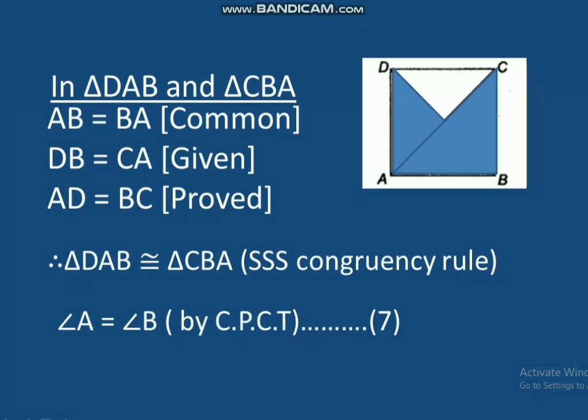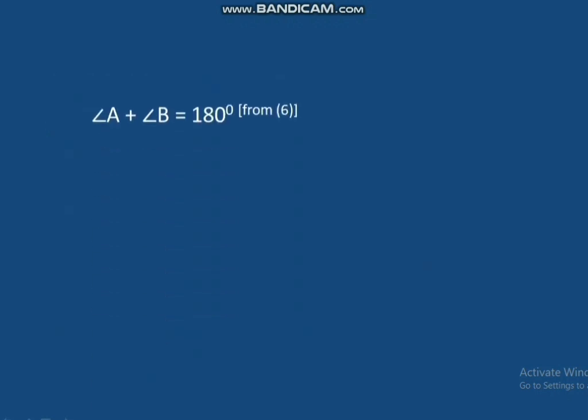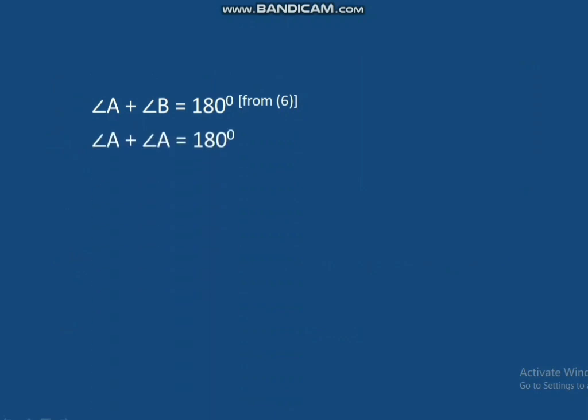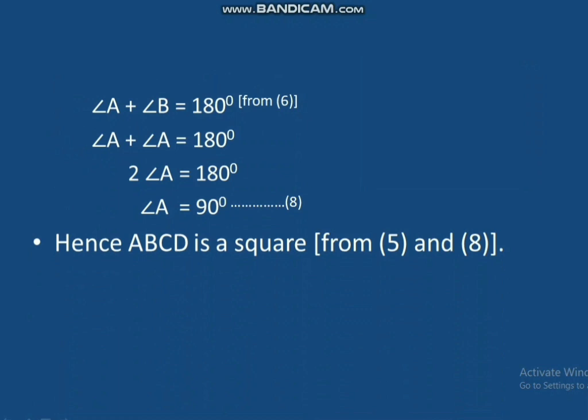Now we can apply this result in equation number 6. By applying this result in equation number 6, we can rewrite angle A plus angle B is equal to 180 as angle A plus angle A is equal to 180 degrees. That means 2 times angle A is equal to 180 degrees. Therefore, angle A is equal to 90 degrees. Hence we proved two parts, that is, all the sides are equal and one of its angles is 90 degrees. So we reached the conclusion that ABCD is a square.